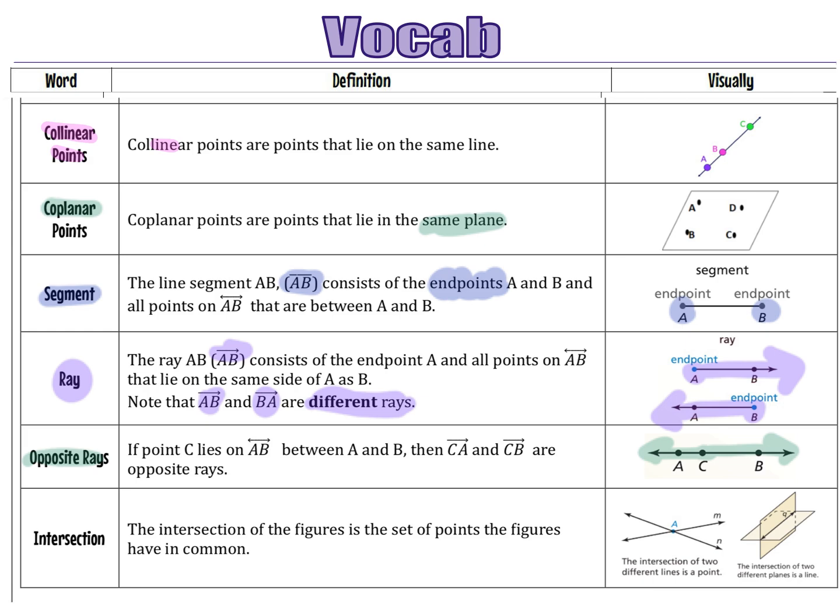And lastly, intersection is where 2 things cross. 2 lines will intersect at a coordinate. 2 planes are going to intersect at a line. And we'll go into intersections a little bit more in a different section. So now that we've laid the foundation with our vocabulary, let's go ahead and make sure we can apply this vocabulary in some different types of problems.